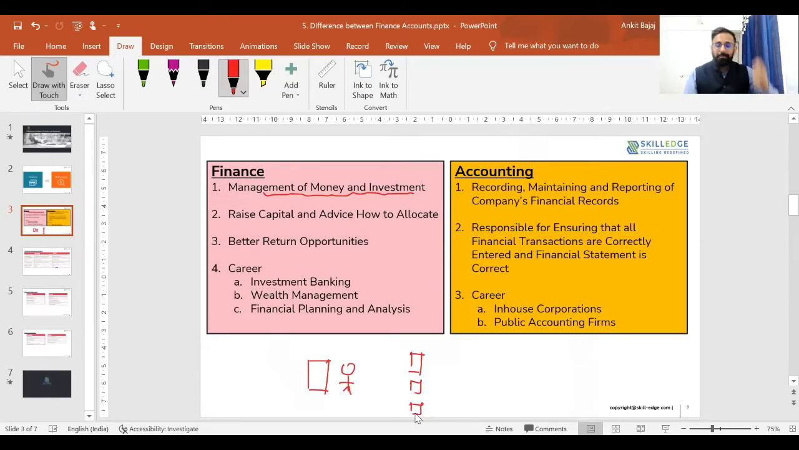Once the company has raised the money, the company will allocate this money into different projects, right? The company will allocate this money to project 1, project 2, project 3. These decisions are to be taken by a person from finance, or you can say it's a core function of finance, right? So if you are learning finance, it means you will be helping the company to raise capital, and also you will be advising how to allocate this capital to generate better return for the organization, right? Generating better return opportunities is the function of finance.